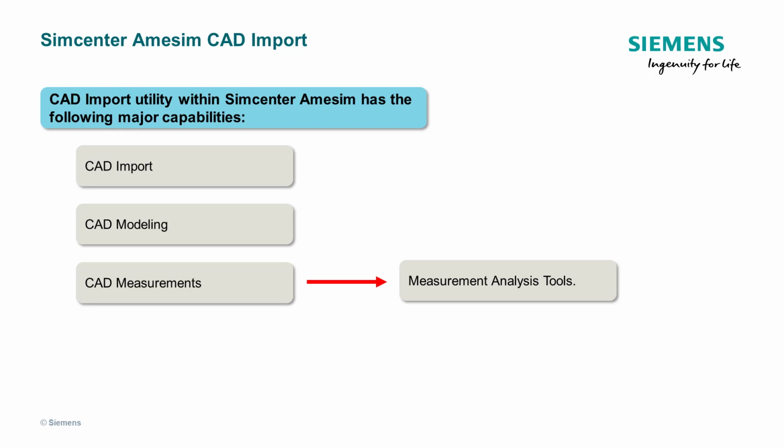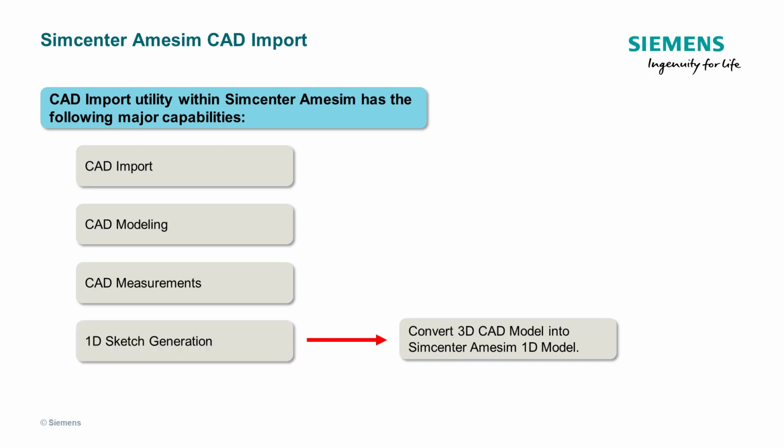Third, CAD measurements. CAD import also contains measurement analysis tools. All kinds of measurements can be displayed on the 3D view and saved as a CAD import project. And lastly, 1D sketch generation. CAD import also provides advanced features that allow to convert a 3D CAD model into a SimCenter AimSim 1D model. In a few steps, the 1D model is generated in the SimCenter AimSim environment and is ready to use for analysis.